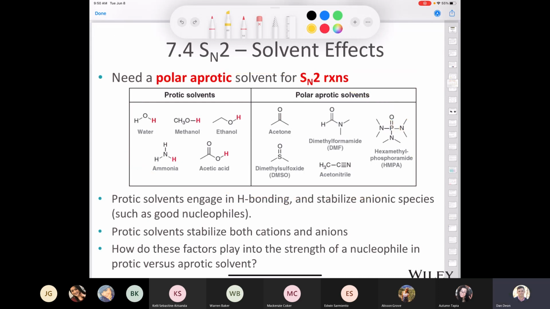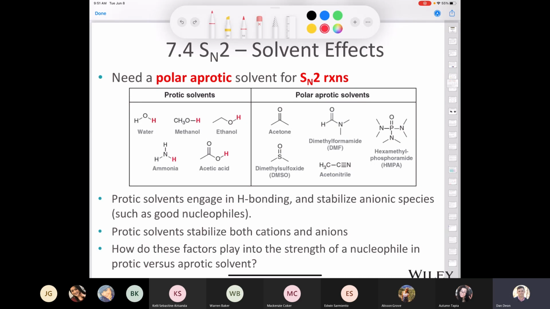Notice it says protic over here, and then it says polar aprotic over here. Well, I'm here to tell you that everything over here is polar too. Water is polar, alcohols are polar, ammonia is polar, and so is acetic acid. So everything in this table is polar. So what's the difference between protic and aprotic? You can probably guess.